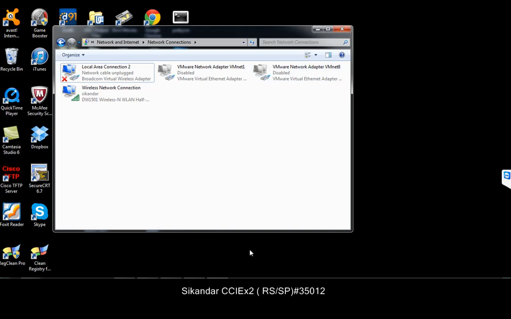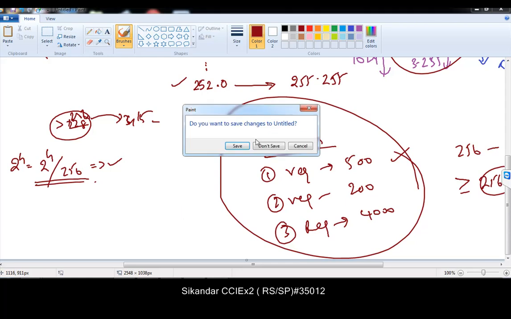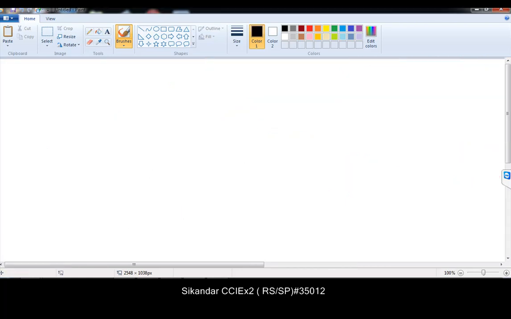Let's take a bigger number, so I'll take 32,000 as the requirement. Anyway, it's very hard to get such a big number, so in production networks we really don't use such big numbers, but just to make sure that we are comfortable with the calculations, we are getting into some bigger numbers. So the requirement is 32,000, and we are using an A class example.